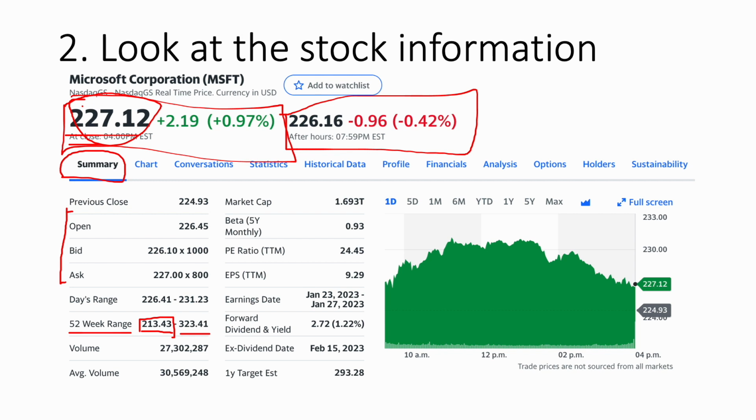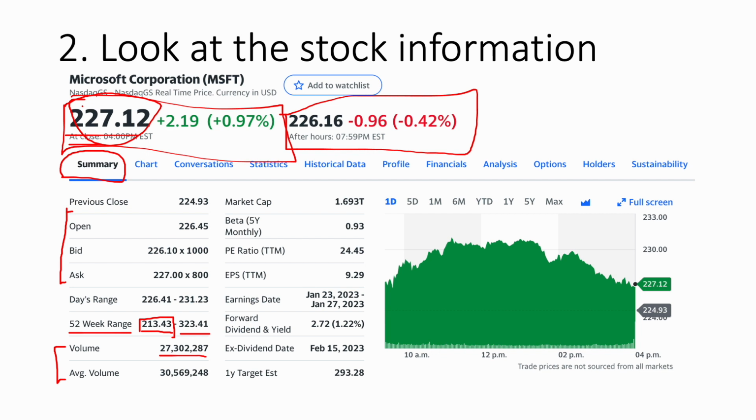Another important thing here is volume. We've got volume and average volume. The volume is the amount of shares that were traded in the session. So today, 27,300,000 shares were traded. If you want to figure out what that is in dollars, just multiply this number by the share price, 227, and you'll get the volume.